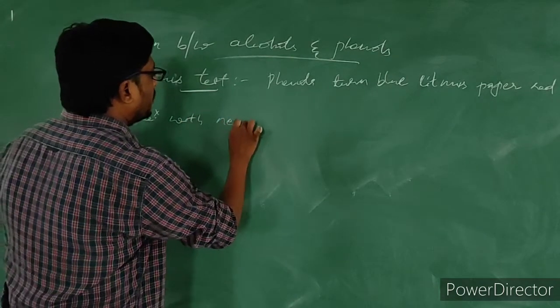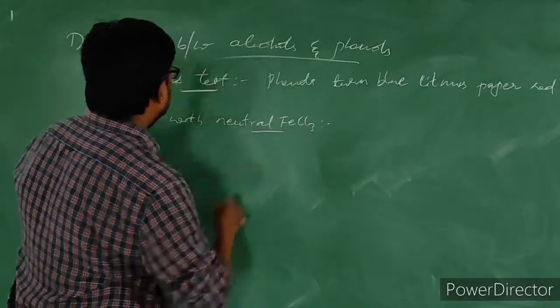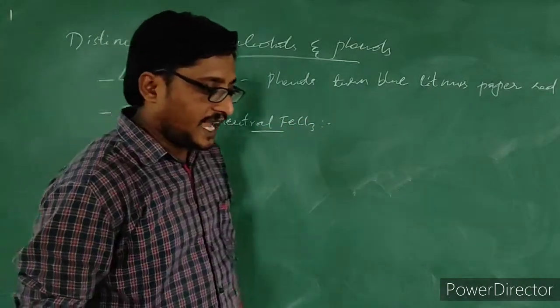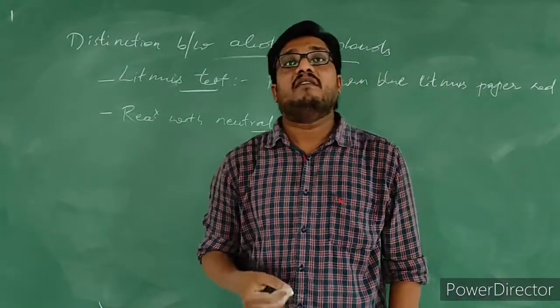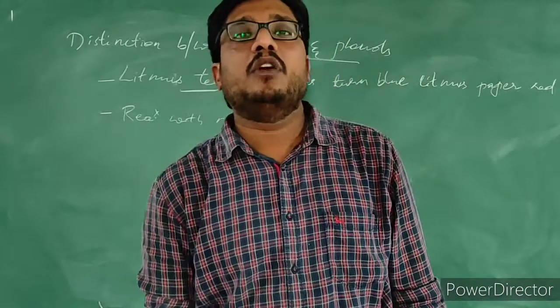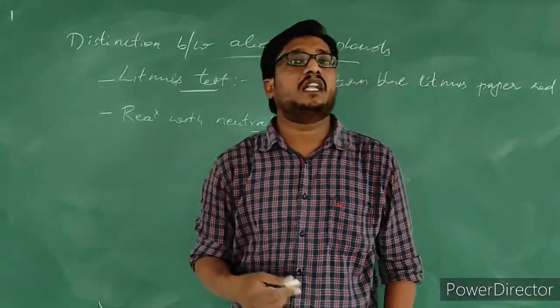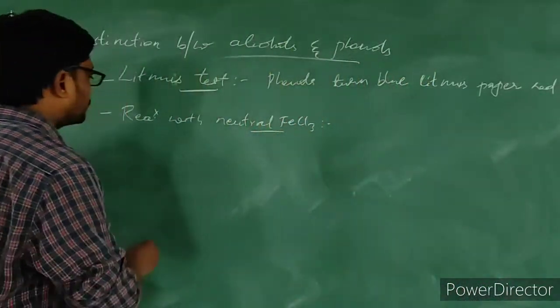neutral ferric chloride. Phenols react with neutral ferric chloride to form a violet color complex. A violet color complex gets produced when phenol reacts with neutral ferric chloride. But alcohols will not react with ferric chloride.